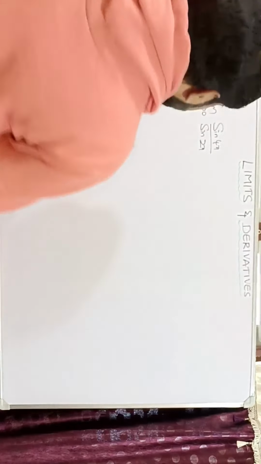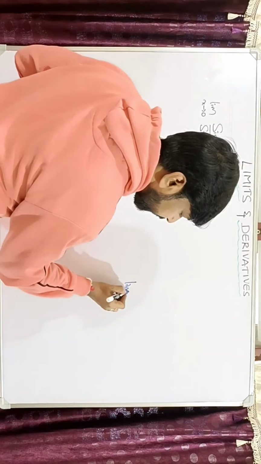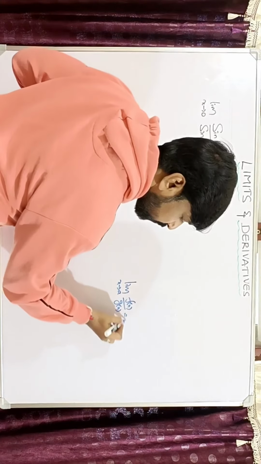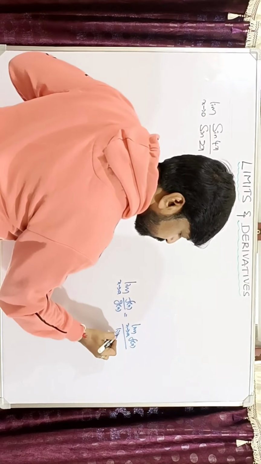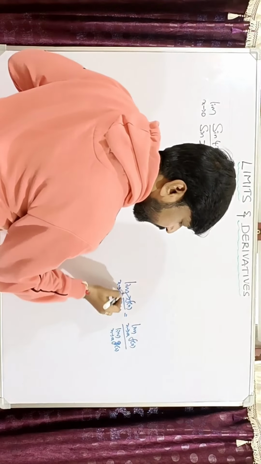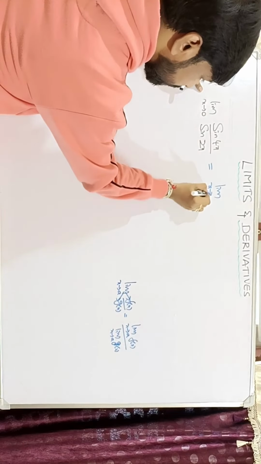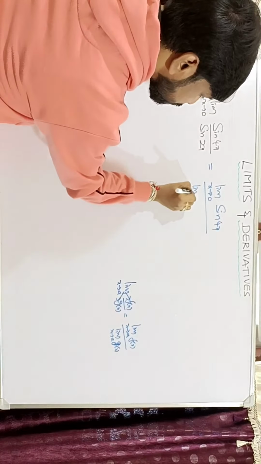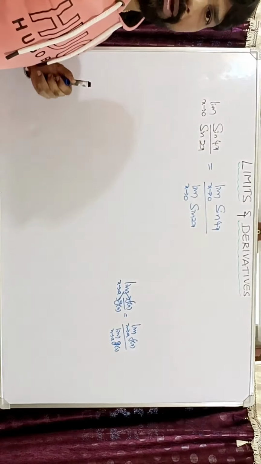So, limit x tends to 0, sine 4x by sine 2x. Just now I discussed the property, the fourth property I think: limit x tends to a, f of x by g of x, you write as limit x tends to a, f of x by limit x tends to a, g of x. So you can split this limit into numerator as well as denominator. In the same way, let us convert it to limit x tends to 0 sine 4x by limit x tends to 0 sine 2x. We can split into two limits.